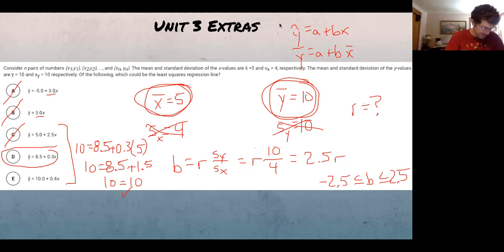And so if I try the last one, I get 10 equals 10 plus 0.4 times 5. That's 10 plus 2. So in the end, I get 10 equals 12. Okay, that one doesn't work. So there we go. We've got our answer. It has to be D.